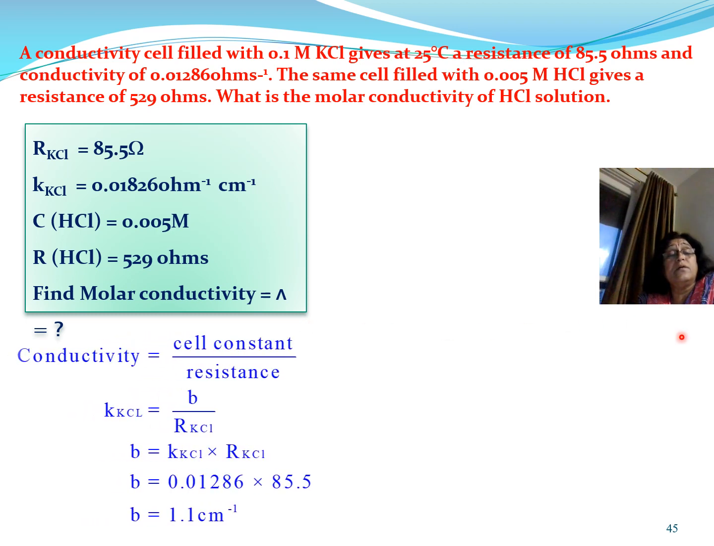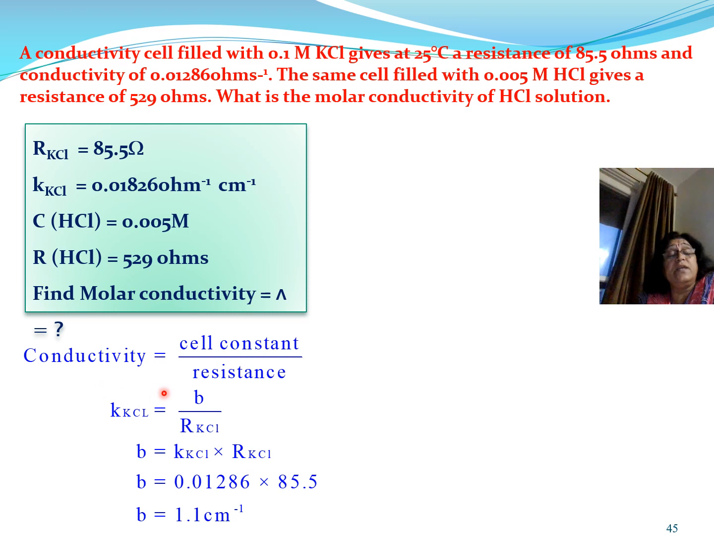So conductivity of the cell is equal to cell constant upon resistance, so K is B upon R. B is equal to K into R. So K is given here. Multiplying with R will give you B, that is the cell constant, 1.1 centimeter inverse.